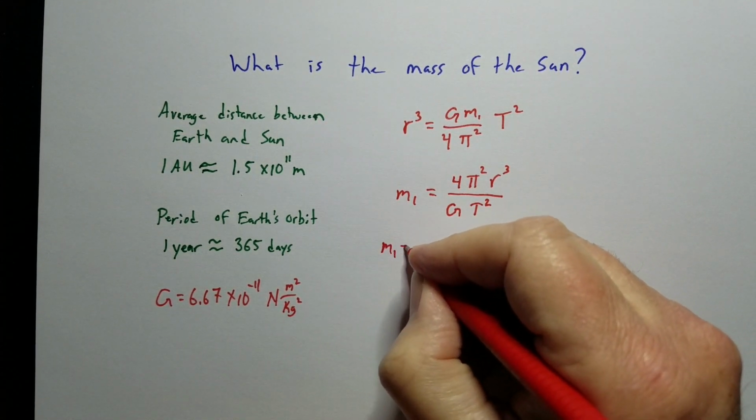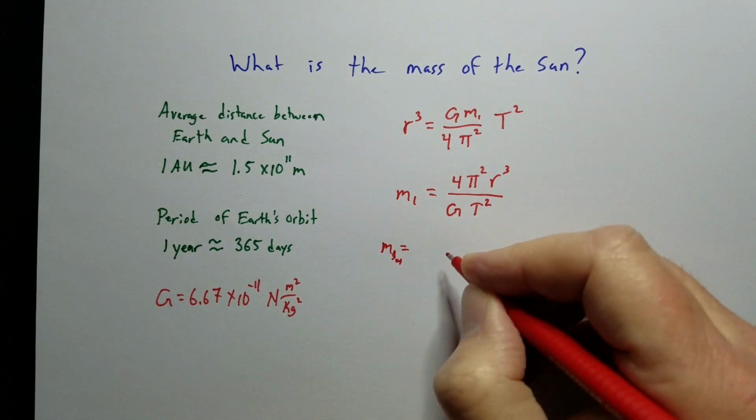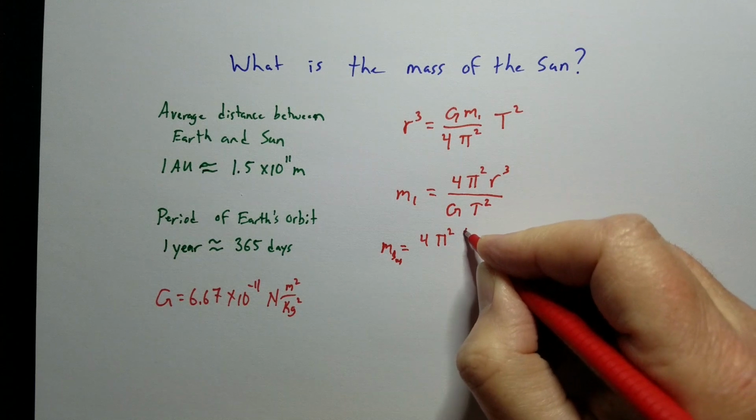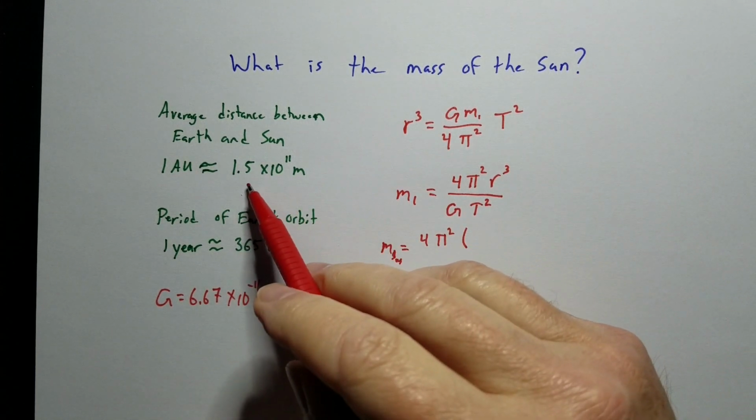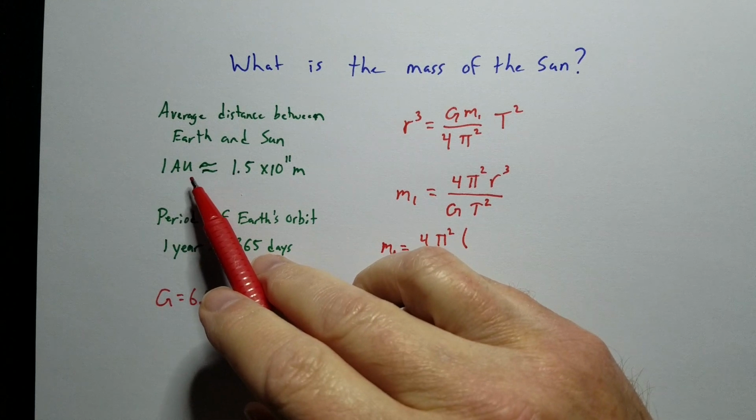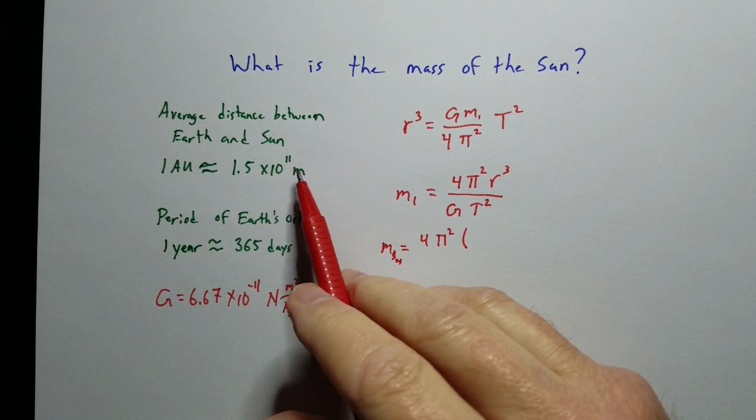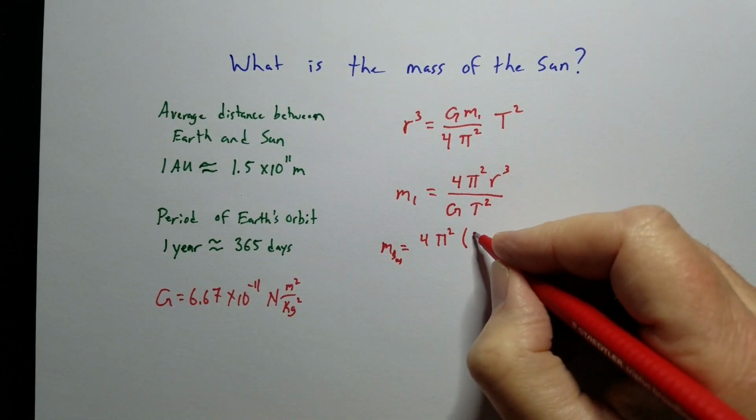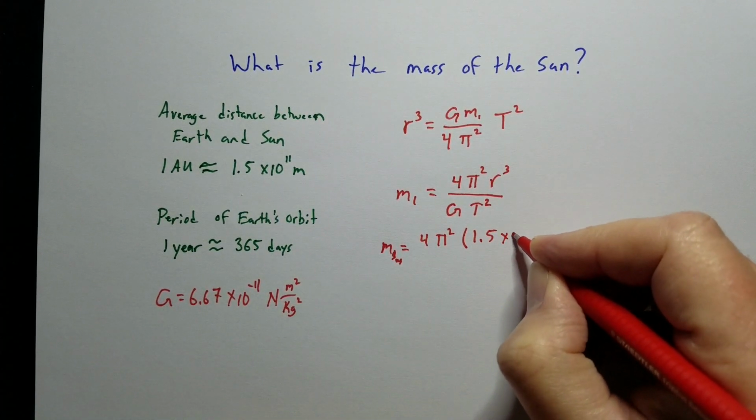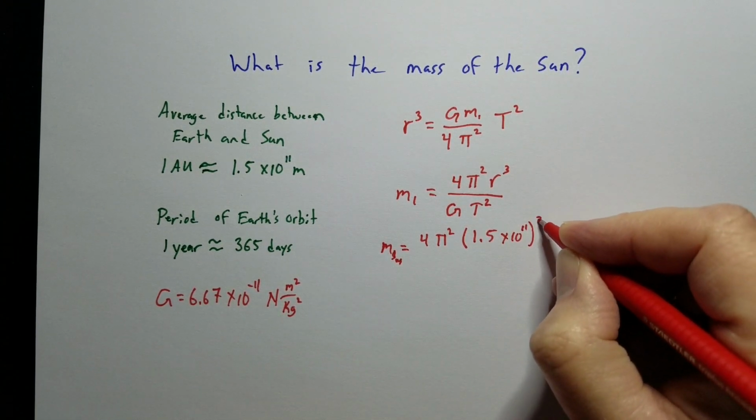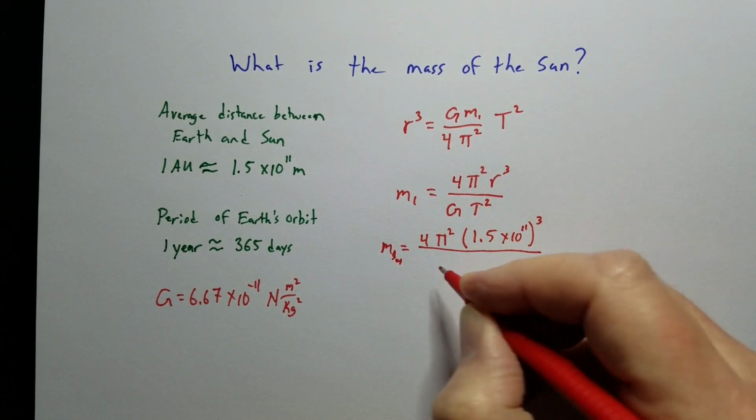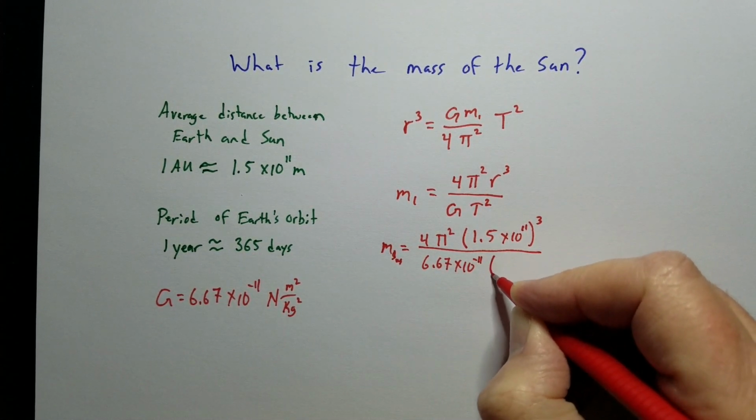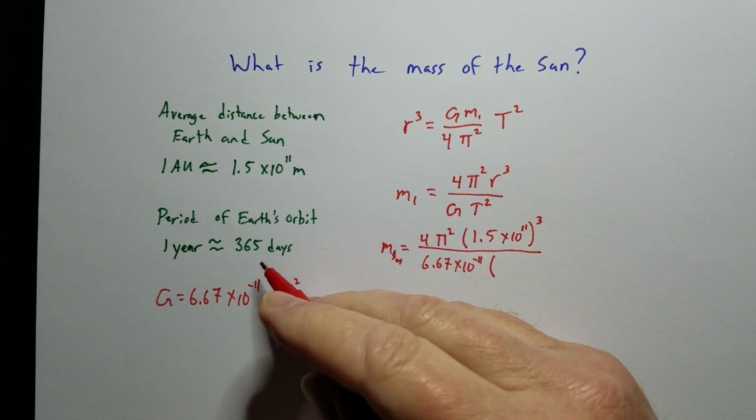So M1, or mass of the sun in this case, will be equal to 4 pi squared R, which is, we're going to use this one. Now, an astronomical unit is not exactly 1.5 times 10 to the 11th meters. It's actually a little bit more, so I've rounded that off to just those two positions. That's got to be cubed over 6.67 times 10 to the minus 11 times the period, which we're going to use 365 days.